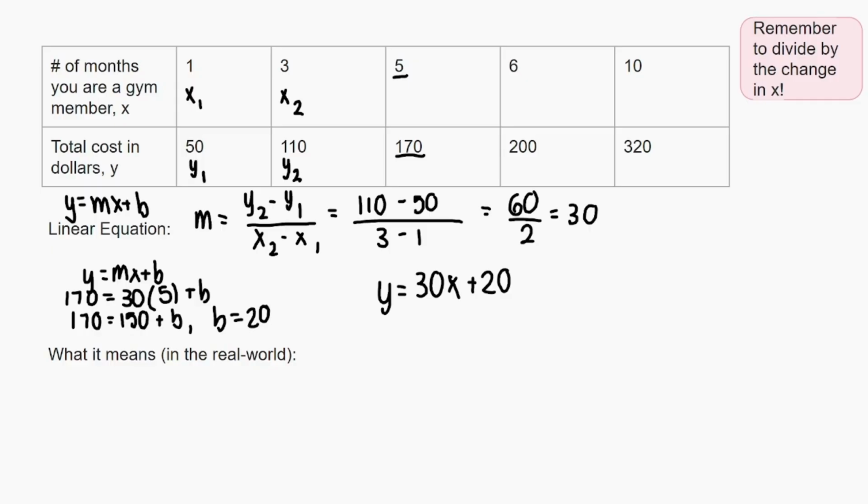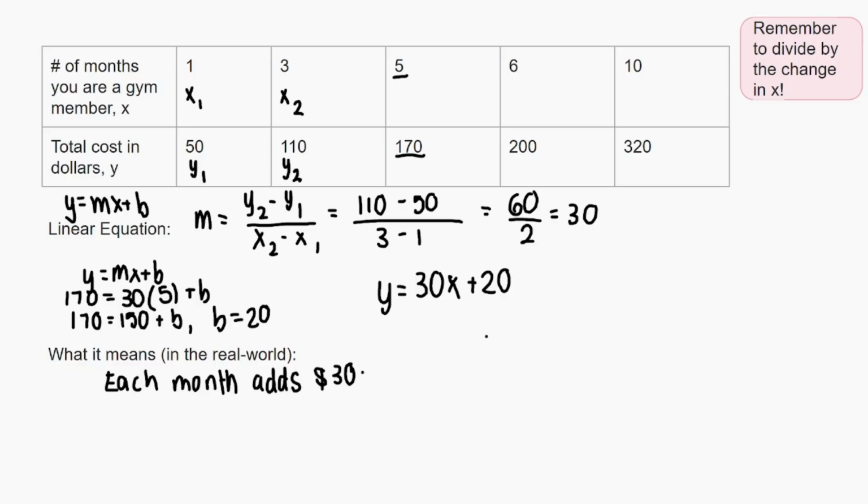Now, let's think about what this means in the real world. This means that every month that you go to the gym, your cost increases by $30. So each month adds $30, and this is our slope. So if you go a second month, your cost will be $30 higher than the first month.